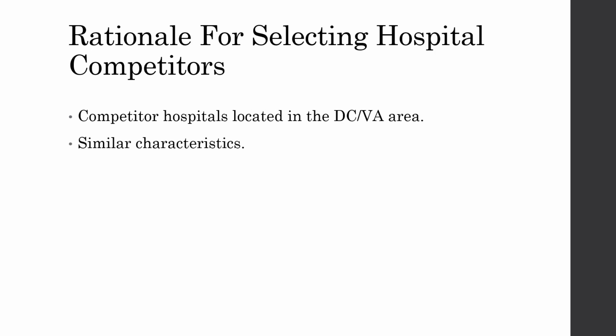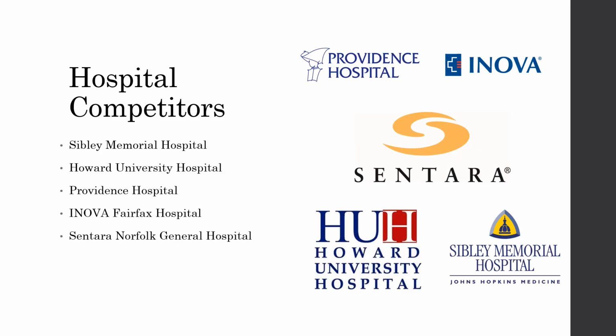I decided to select these hospitals because they were located in the DC and Virginia area, and they also shared some similar characteristics where some of them were university hospitals, some of them had the same size, etc. The hospital competitors include Sibley Memorial Hospital, Howard University Hospital, Providence Hospital, Inova Fairfax Hospital, and Centara Norfolk General Hospital.